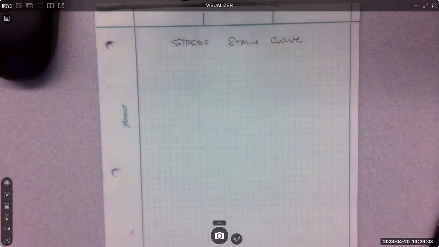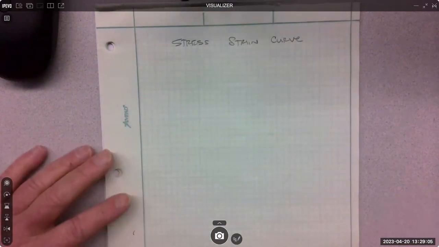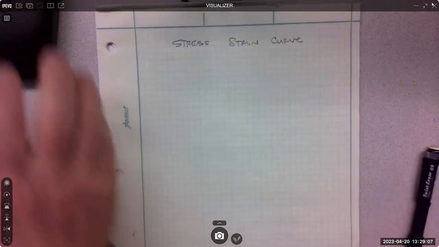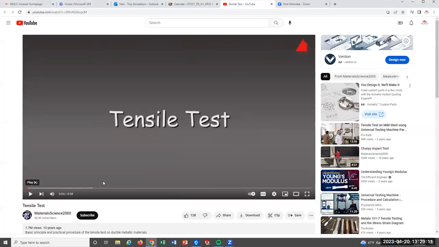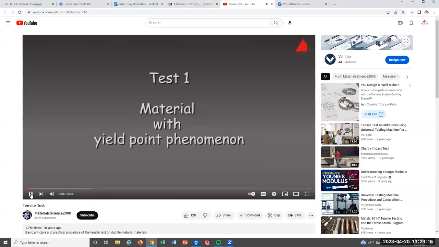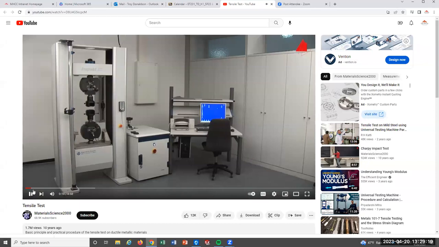So what they do is they take a material and they load it up in a test machine. Looks something like this. I'm not going to run this yet. First test, material with yield points. So this is the machine. And here's where the test piece goes. They're fairly robust, so you can test things like titanium and things like that. They've got to be pretty strong.